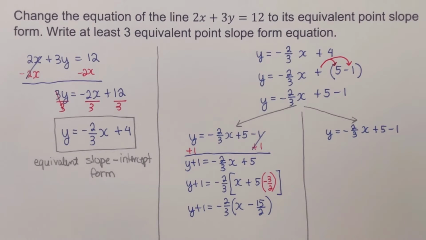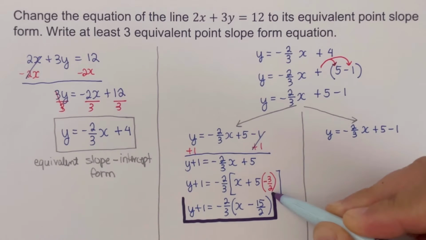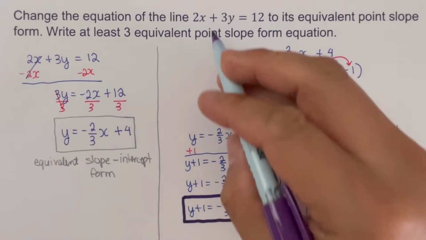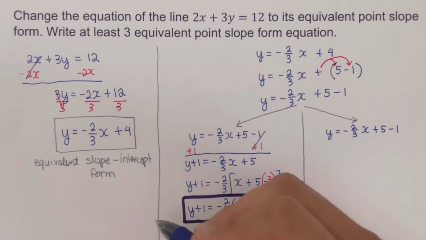So this is one of the equivalent point slope forms of this standard form that we have up there. Now, please remember that using this equivalent point slope form that we have right here, we can say that the point 15 over 2 comma negative 1 is on the line. So I'm going to go ahead and write that down here.